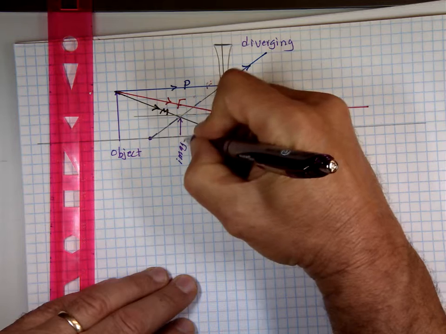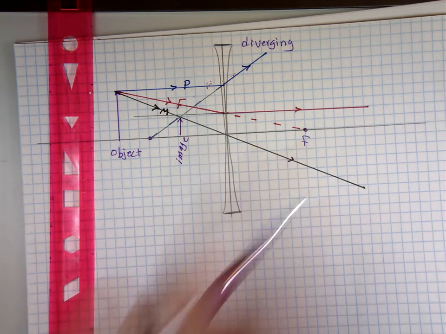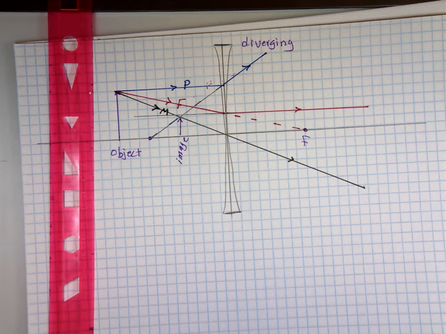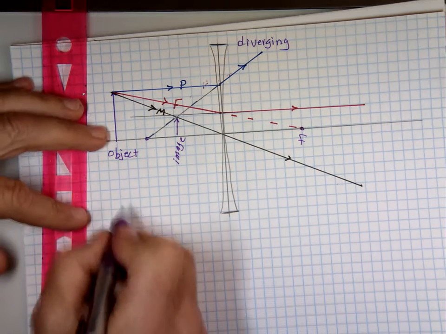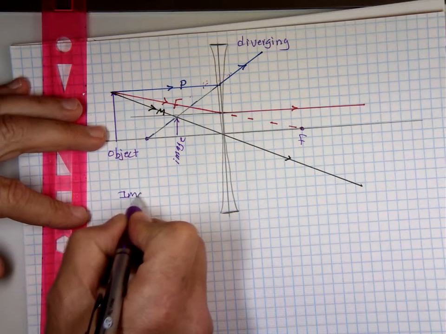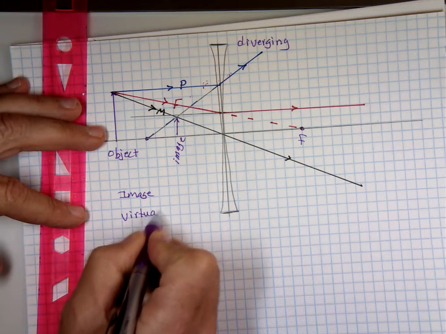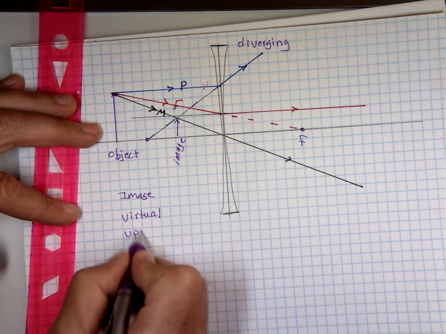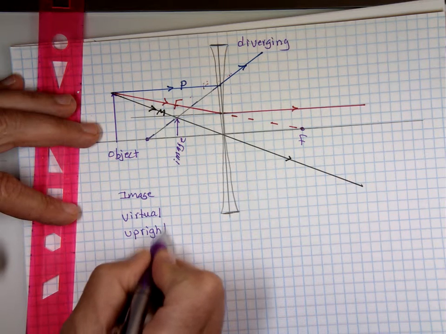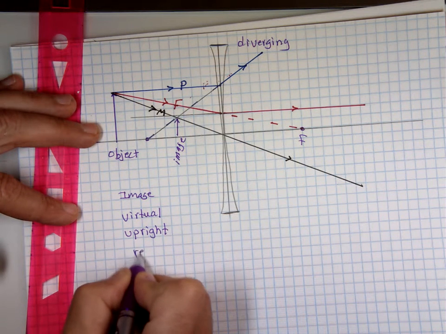So for diverging lenses, the image is always going to be a virtual image because it's on the same side. It's always upright and it's always reduced. Always.